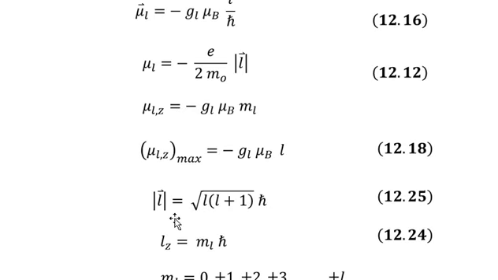Then in equation number 25, this relationship was reported, that is the magnitude of the orbital angular momentum is equal to the square root of the orbital quantum number L times L plus 1, and outside that one we have h bar, which is the reduced Planck constant. So in equation number 25, on the right hand side, this L represents the orbital quantum number, and on the left hand side, this represents the magnitude of the orbital angular momentum.